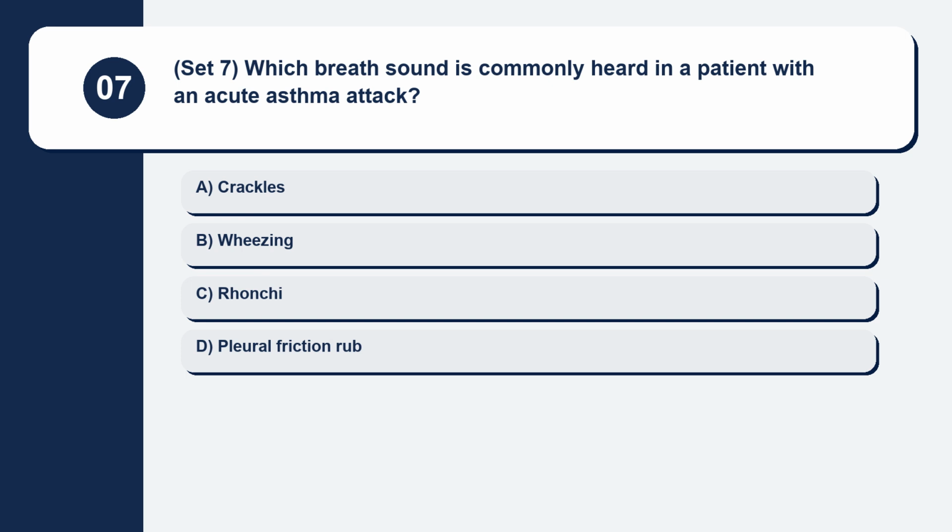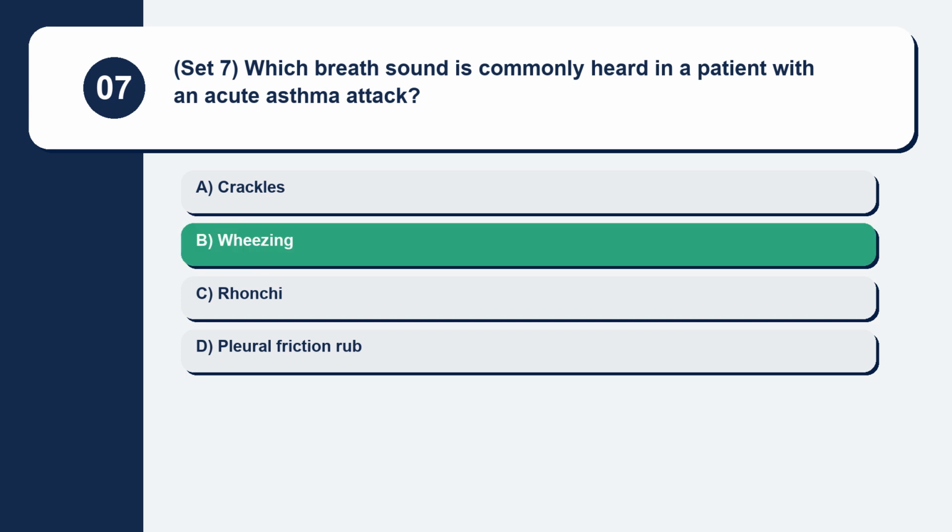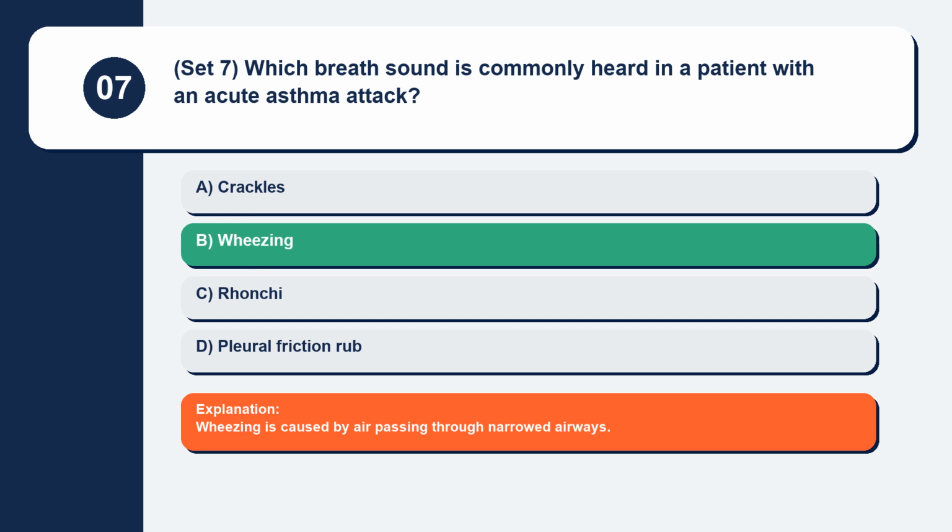Question 7, Set 7. Which breath sound is commonly heard in a patient with an acute asthma attack? Crackles, wheezing, rhonchi, pleural friction rub. Wheezing is caused by air passing through narrowed airways.